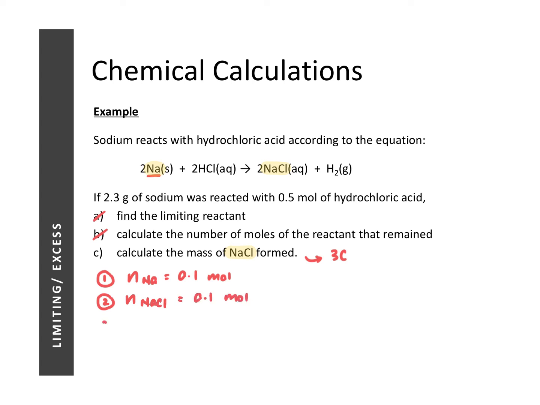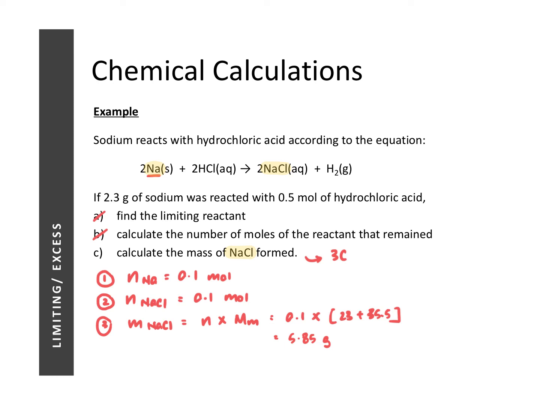And lastly, we need to find the mass of sodium chloride. We have learned earlier that when we are given number of moles, we can multiply that by the molar mass to find the mass. So in this case, it would be 5.85 grams.